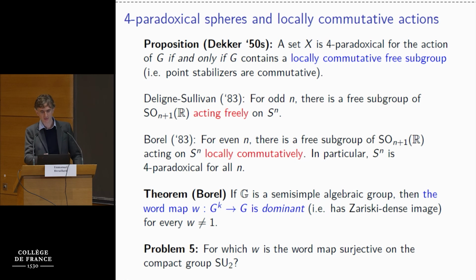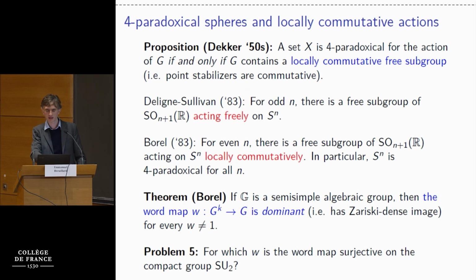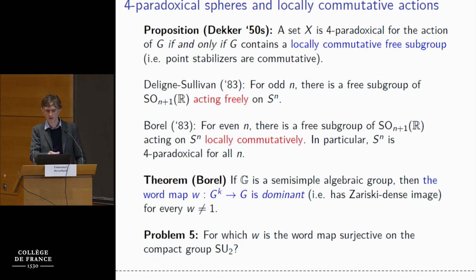And Borel also used the Tits alternative in the case when n is even, n plus 1 is odd, and then you can realize SO(3) as acting irreducibly in SO(n+1), and you take a dense free subgroup of SO(3), given by Hausdorff or by Tits, and then this leads to the proof.